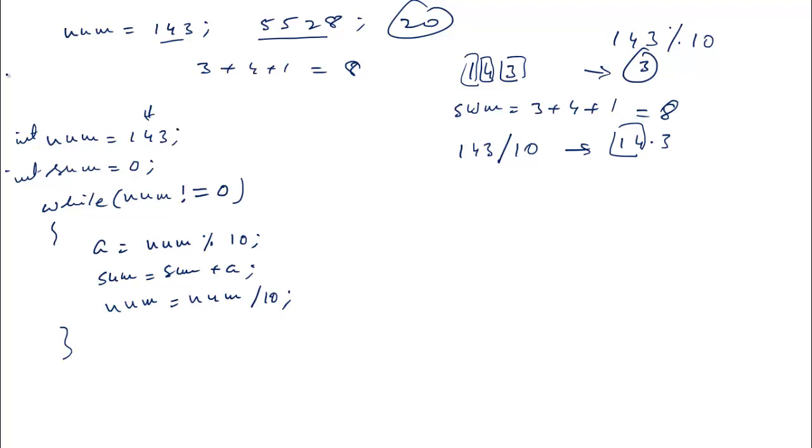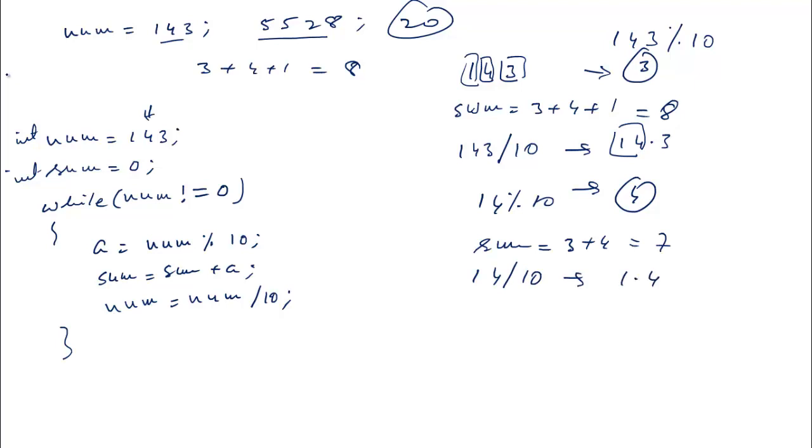Then 14 equal to 0? No, it is not 0. So again 14 percentage 10 gives me remainder 4, and it will add this to the previous sum 3, and 3 plus 4 is 7. Then 14 by 10 gives 1.4, but because the number is int, the point value will not be taken, so only 1 will remain. And num equal to 0? No, it is not 0.